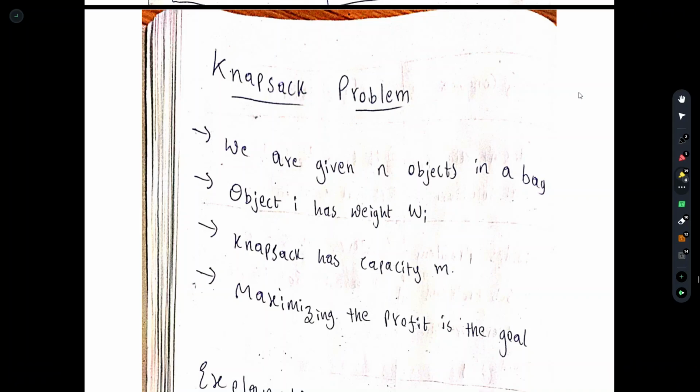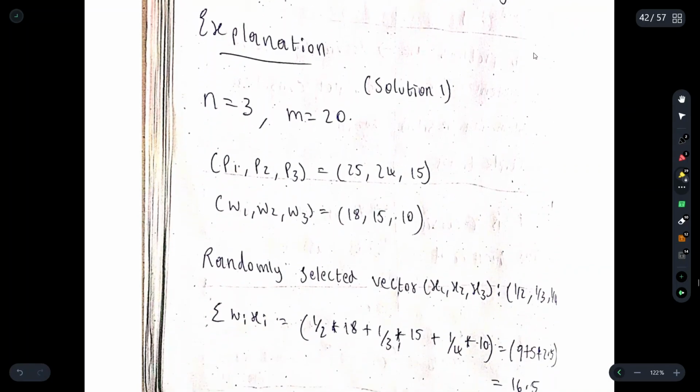Basically, the knapsack problem is something we discussed in our previous subject, mathematical programming, but here it is not that complex; it is a bit simple. Here we have a bag with capacity m, and we can fit up to n objects in it. The knapsack has a capacity of m, and we need to maximize the profit by putting elements into that bag.